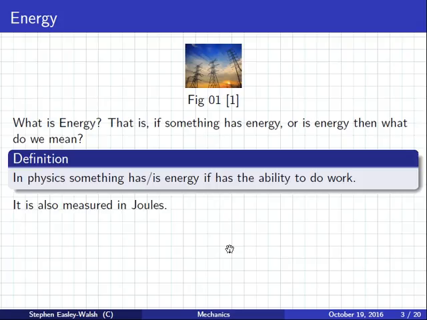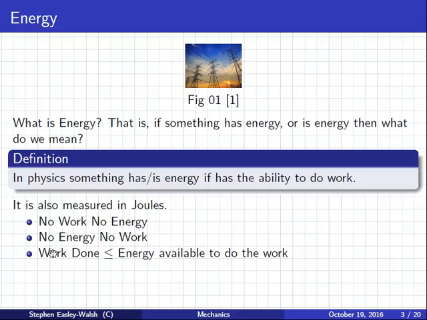It's also measured in joules. So you also measure energy in joules. No work means no energy. No energy means no work. So if something has no energy, it can't do any work, because it needs joules to do the work. The point I'm trying to make is you need energy to do work. They go together.